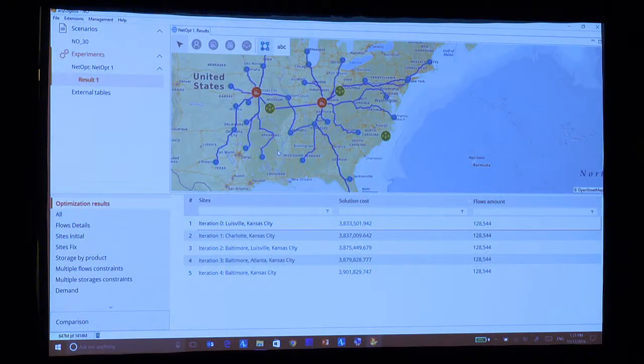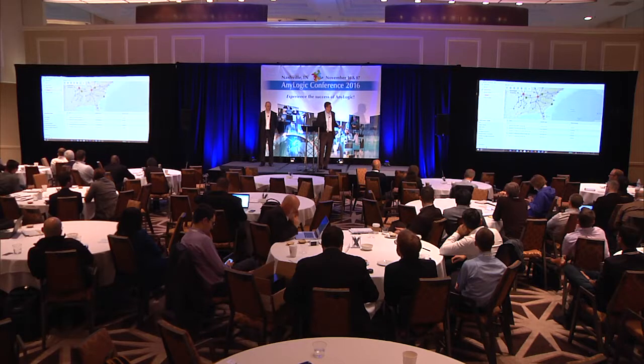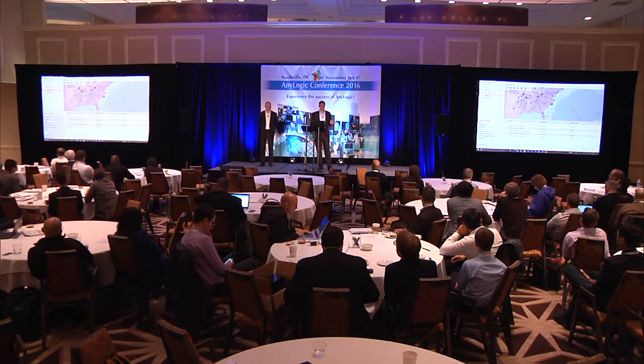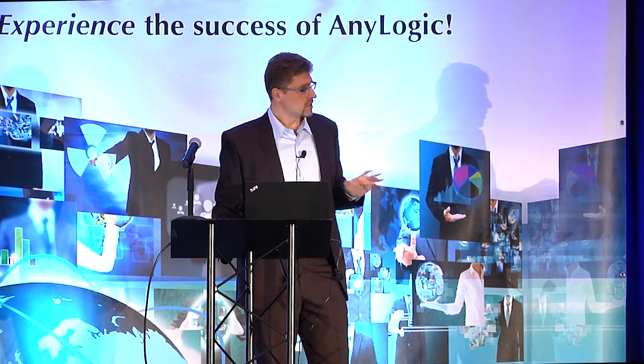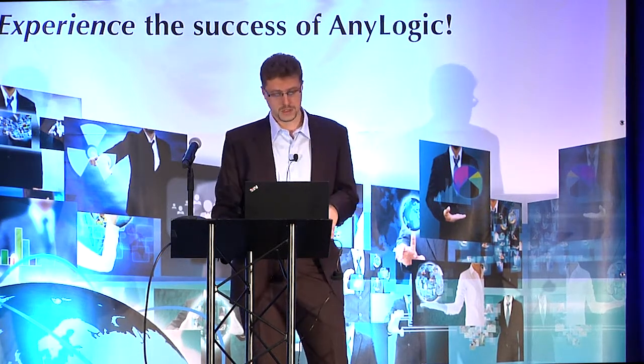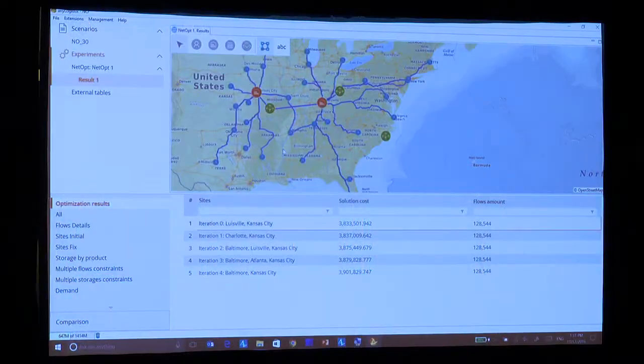Actually, in this model, we also have periods. So period is another important concept, and it allows you to not only optimize network structure, but also to do master planning or master scheduling. So in this model, we have 4 periods representing quarters of the year, and all the constraints, all the flows and demand are specified within periods for each period independently. In this model, demand is increasing in time.